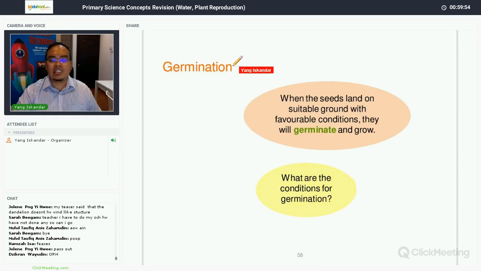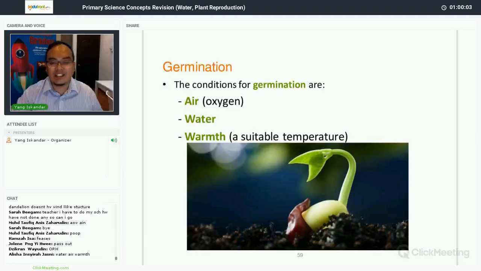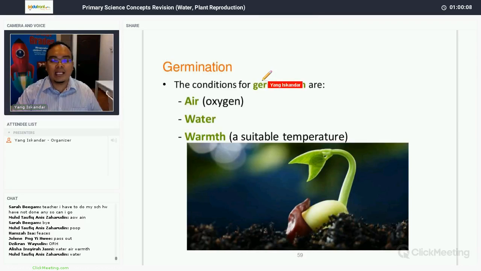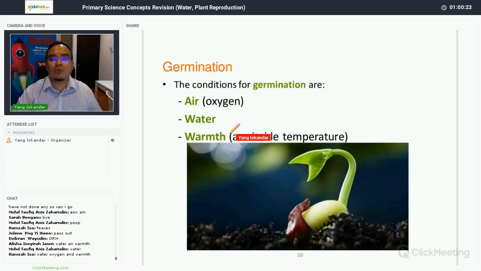The next process is germination. When the seeds land on suitable ground with favorable conditions, they will germinate and grow. So what are the conditions for germination? Basically, germination is when the seed starts to grow. Now, there are certain conditions before the seed can germinate. Number one, air or oxygen must be present. Number two, there must be water present. And the third one is warmth or suitable temperature, before the seed can germinate.